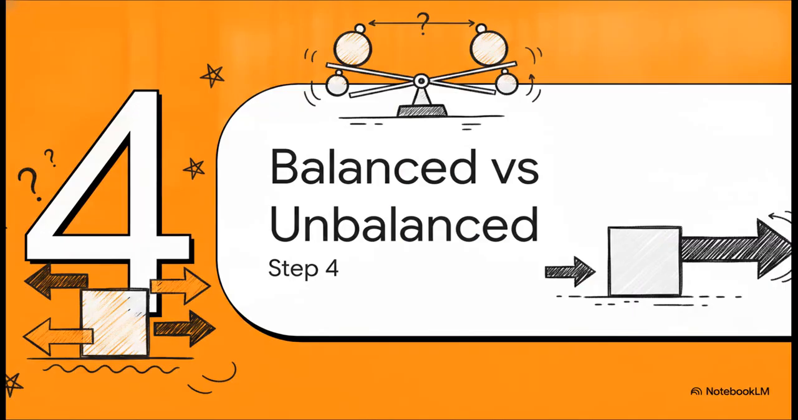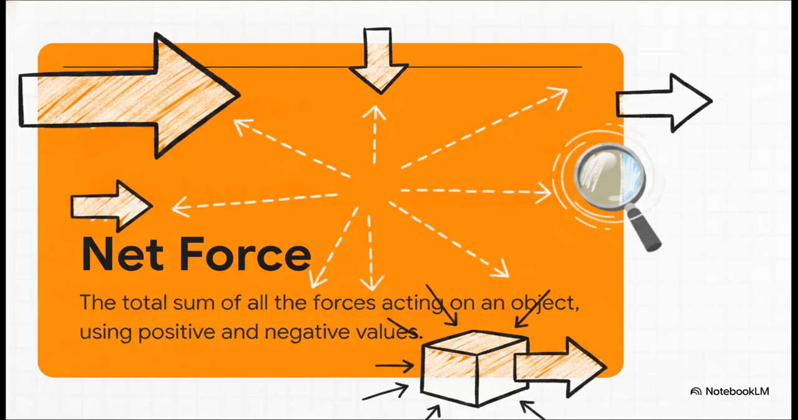Which brings us to part 4, balanced versus unbalanced forces. This right here is the absolute core of understanding why an object's motion actually changes. The motion of any object is determined by the total sum of all the forces acting on it. We call this total sum the net force. You find the net force by just adding up all those positive and negative values we just talked about. If you've got multiple arrows pushing and pulling on an object, the net force is just the final mathematical result when you combine them all together.